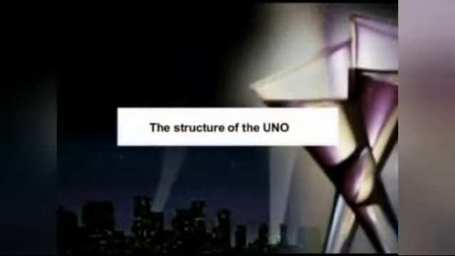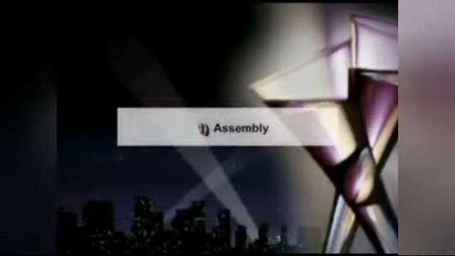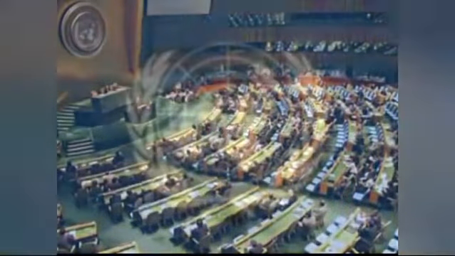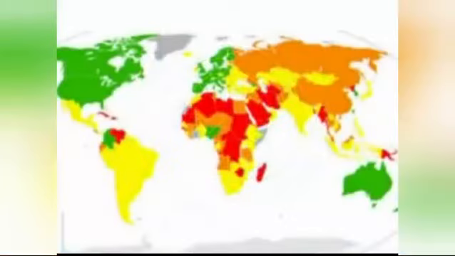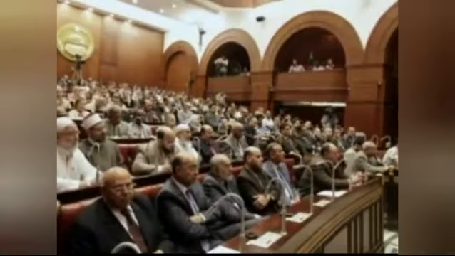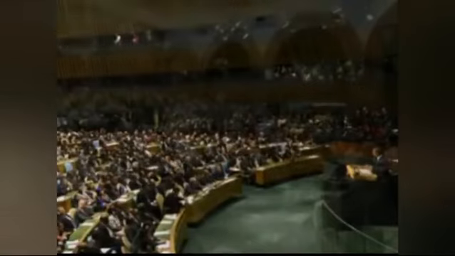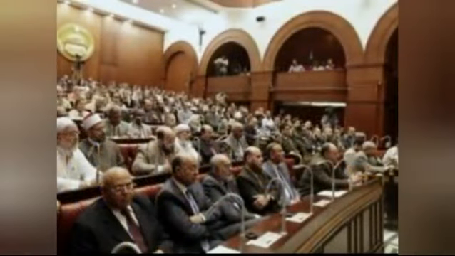Now the structure of the UNO. According to the Constitution, UNO has 6 branches. First one, Assembly. The Assembly means the Parliament of the UNO. Every member nation can send 5 representatives to the Assembly, but it has the right of 1 vote only. The meeting is held minimum once in a year.